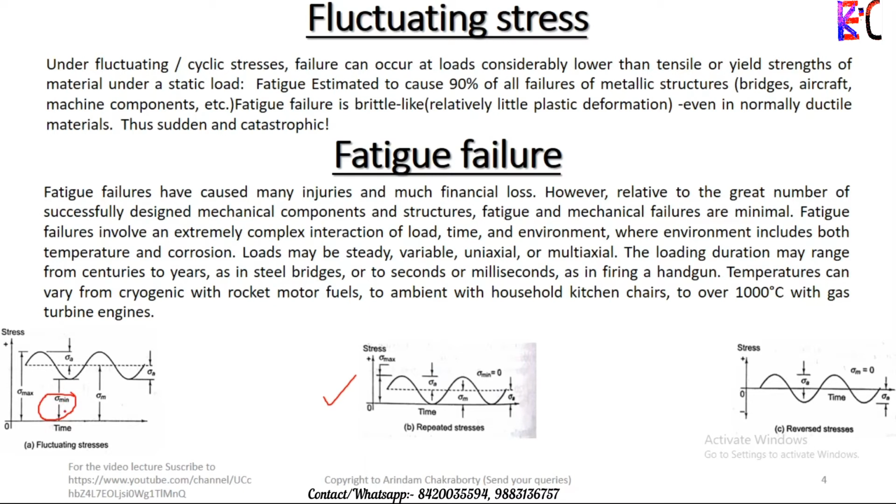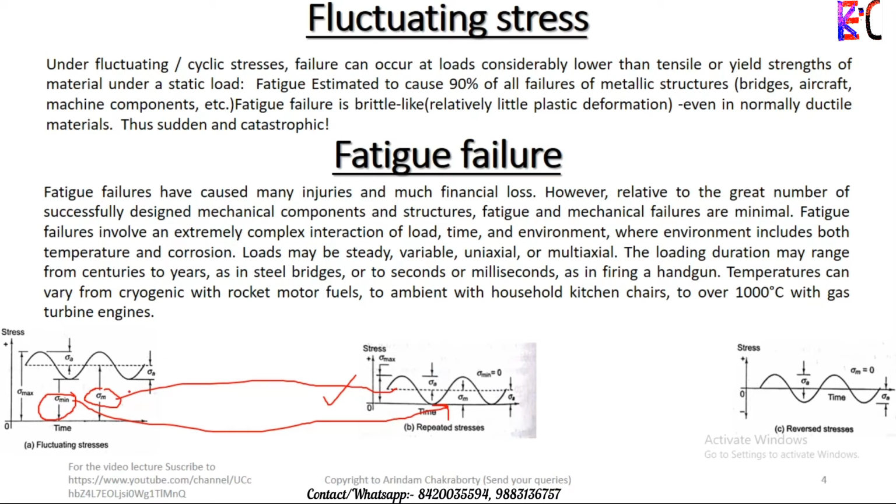This fluctuating stress will have a minimum stress as well as a maximum stress. Now for repeated stress, there will be no minimum stress. The minimum stress will be diminished over here, as you can see. And there will be some amount of maximum stress, but the mean stress sigma m will still persist over here.